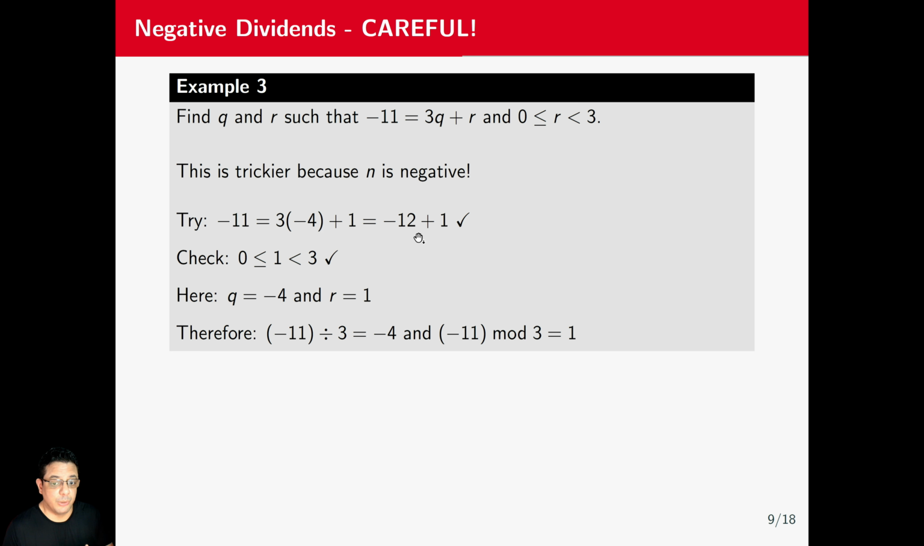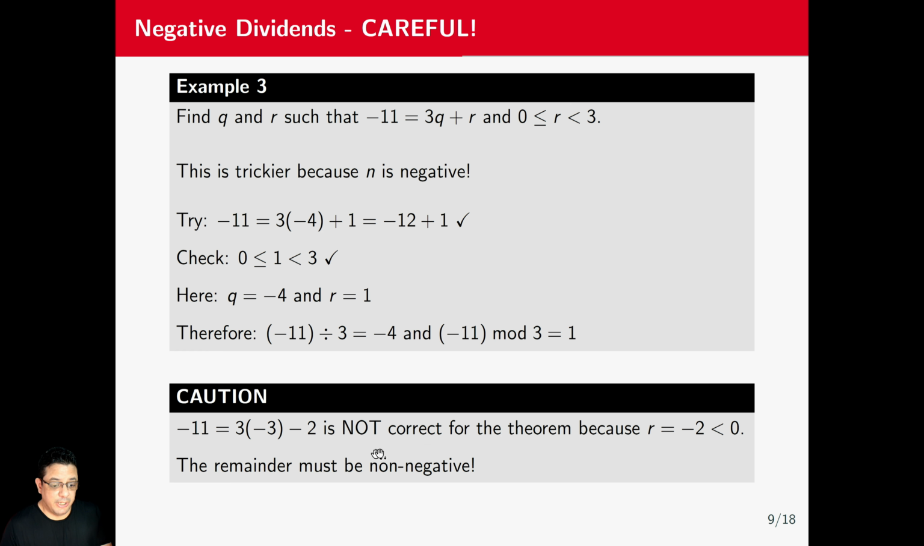And so -12 plus 1 is -11. Indeed, we can check 1 is a number less than 3, so it holds the condition for our remainder. In q, we don't have any restrictions. It can be a negative number, so our quotient is going to be -4. Therefore, -11 divided by 3 is going to be -4, and -11 mod 3 is just going to be 1.